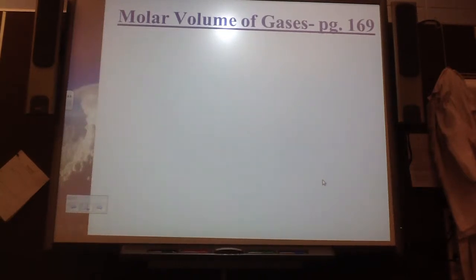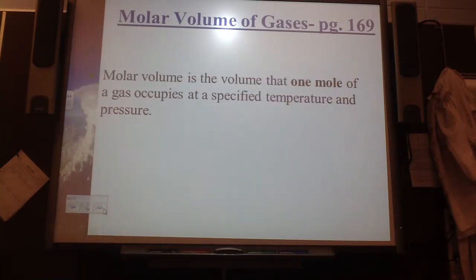This kind of law isn't as big a part of this unit, but it helps with understanding the next law. And it's all about molar volumes of gases. So how much volume is in 1 mole of a gas? Okay? Now, molar volume is the volume that 1 mole of a gas occupies at a specified temperature and pressure.